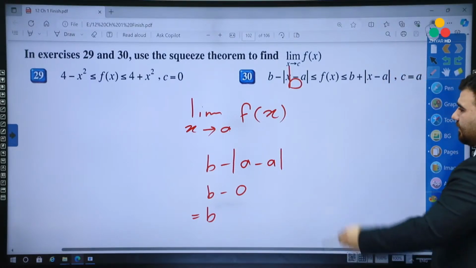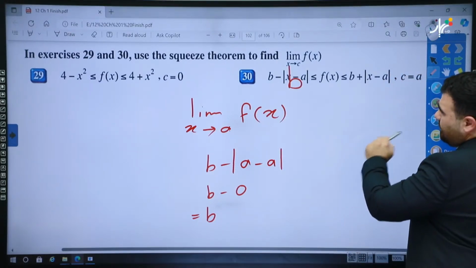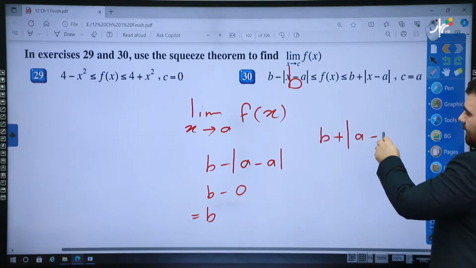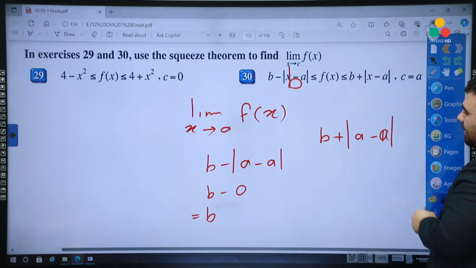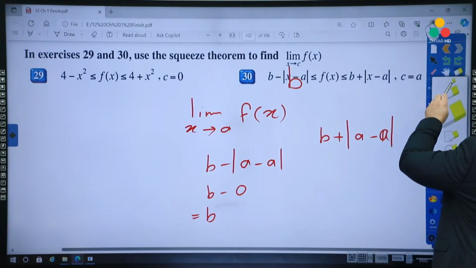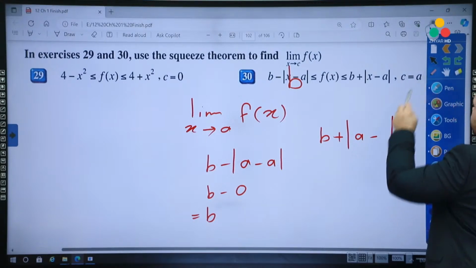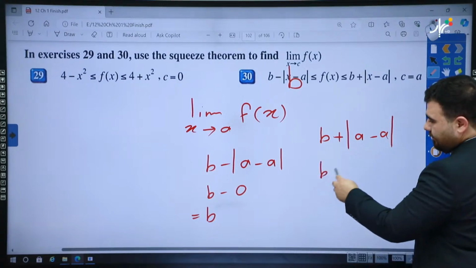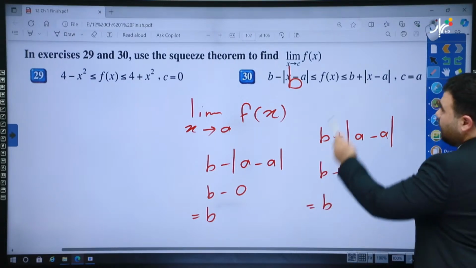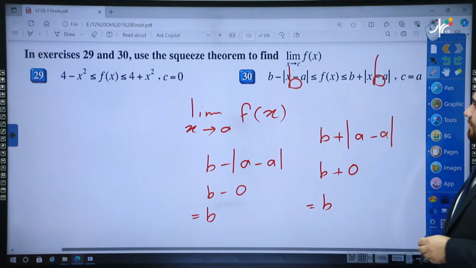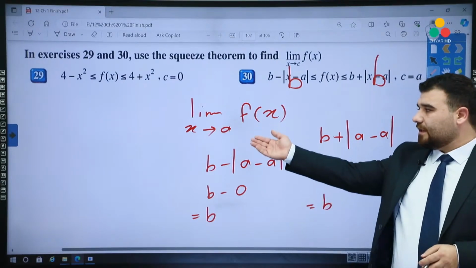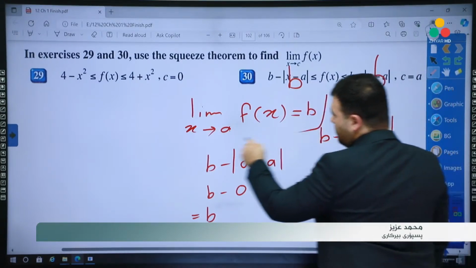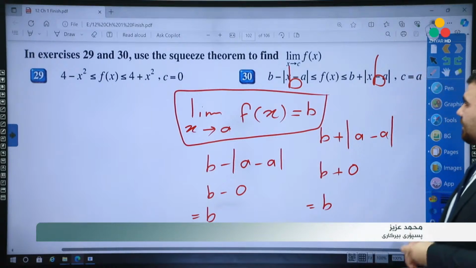Limit of the other side, if I put a in place of x, it will be b plus absolute value of a minus a. a minus a is 0. Then b plus 0 is equal to b. Limit of this side exists and it's equal to b. Then we say limit x tends to a for f(x) is also equal to b. This is the answer of question 30.